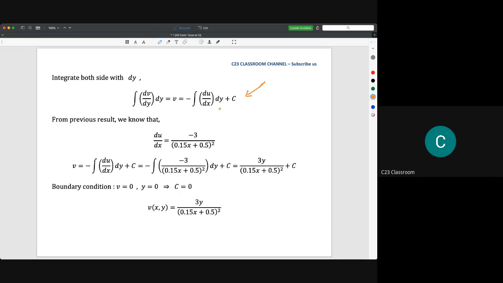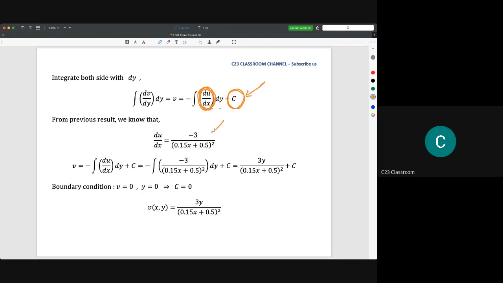Maksudnya, that awak kamirkan sesuatu yang di dalam bentuk pembezaan, so dia akan dapat dirinya sendiri. So jadi kita akan dapat du/dx sahaja sebenarnya. Okay, so kita akan dapat du/dx dan juga c, iaitu constant.